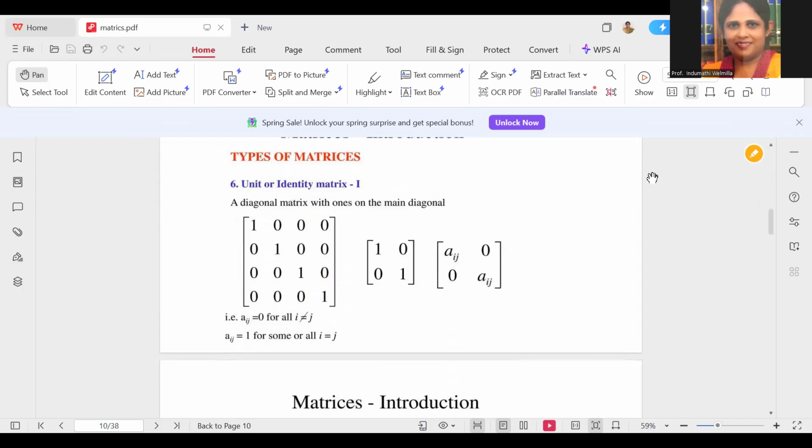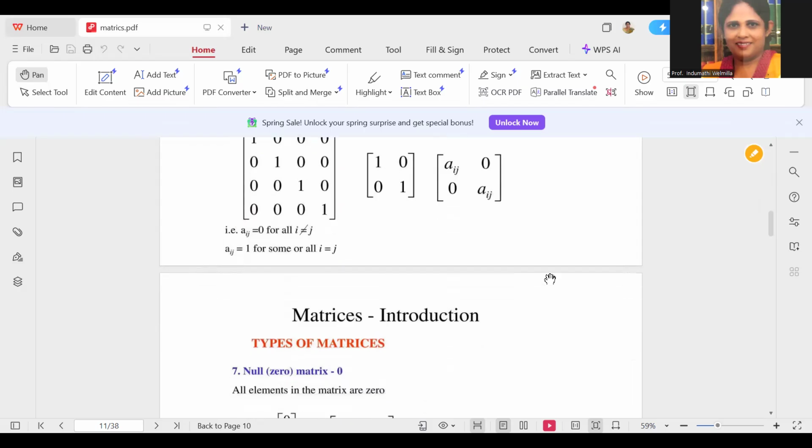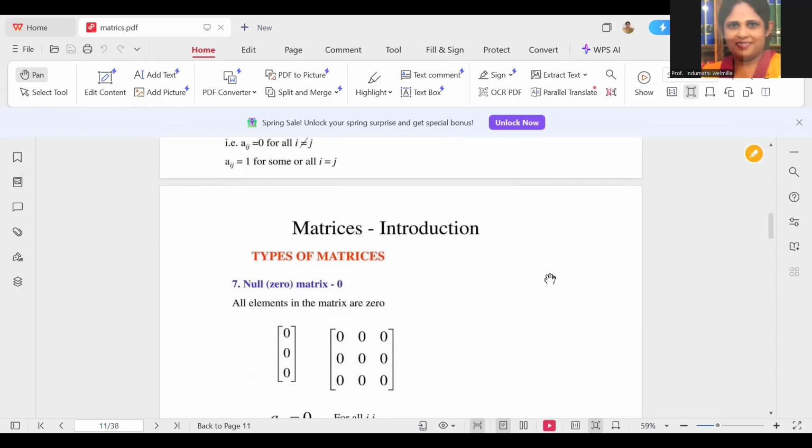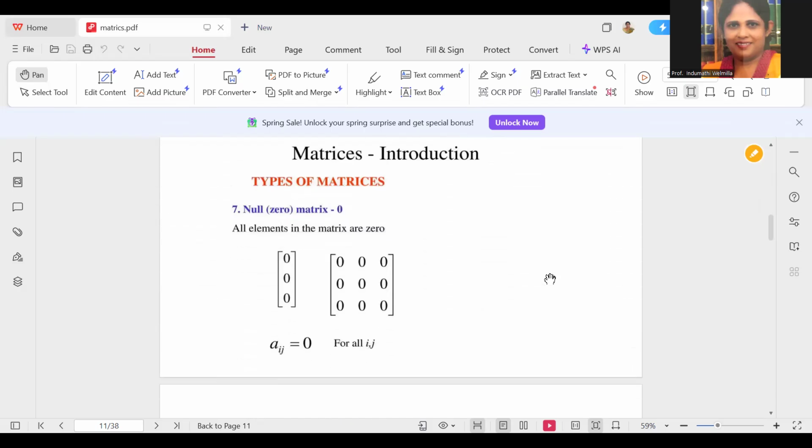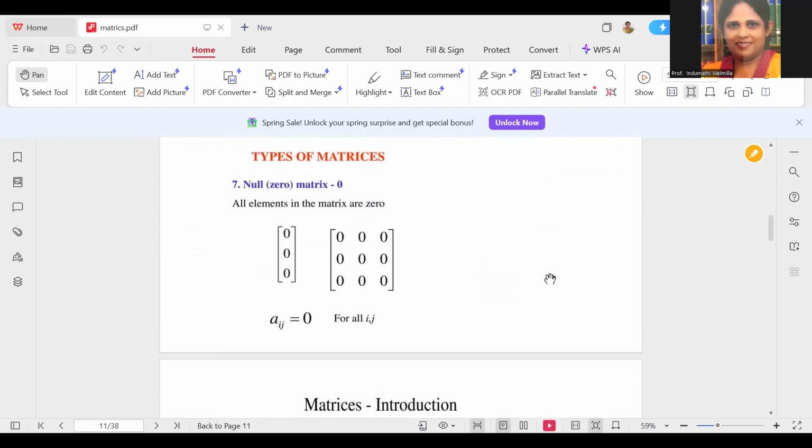And then the null matrix or zero matrix. The word itself implies the meaning. All the elements in the matrix are 0. The matrix can be rectangular or square, however, all the elements should be 0 in the matrix. Then we call it the null or zero matrix.